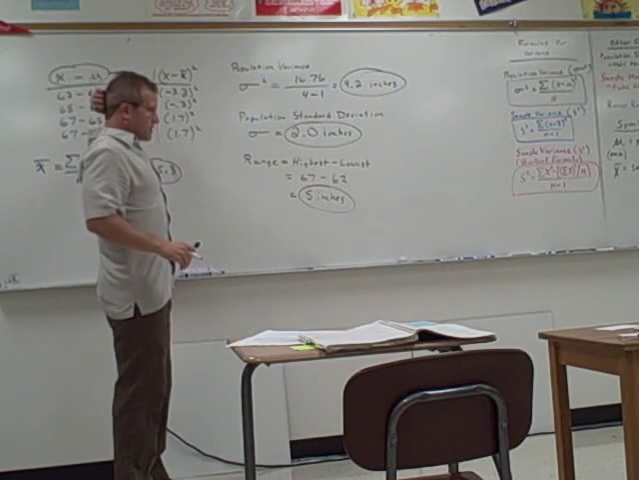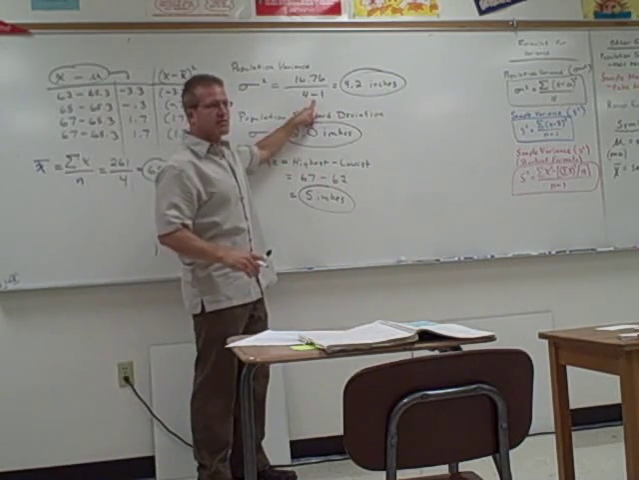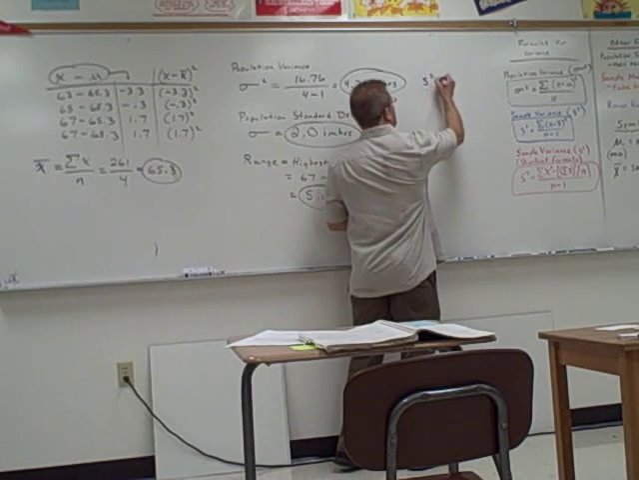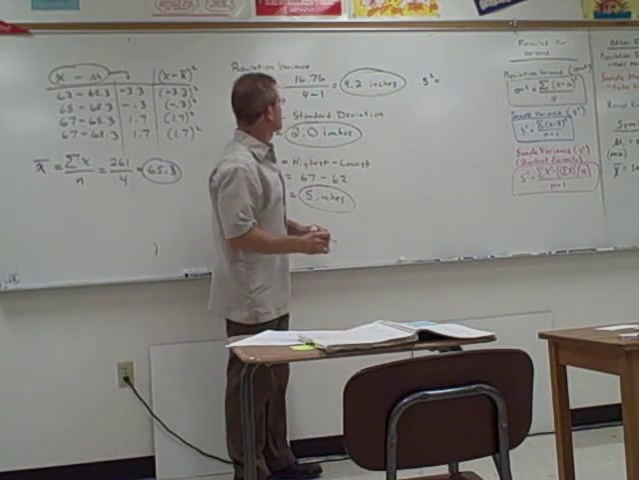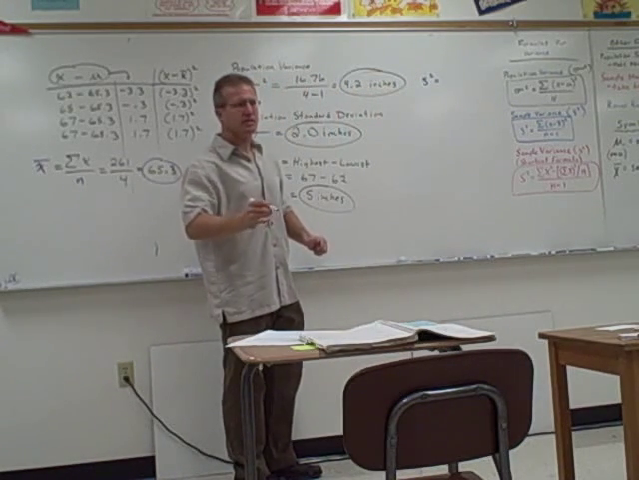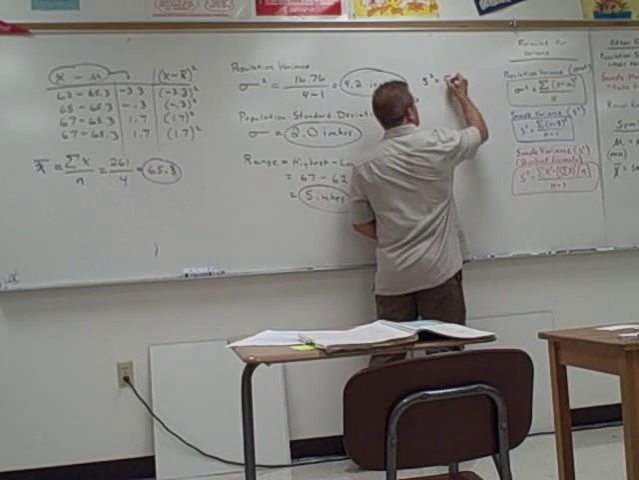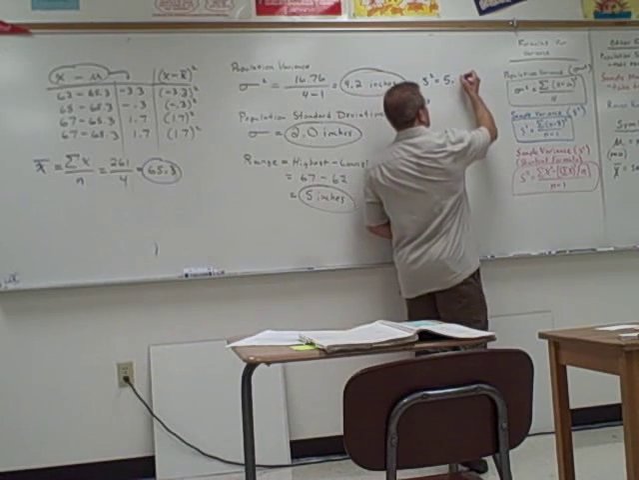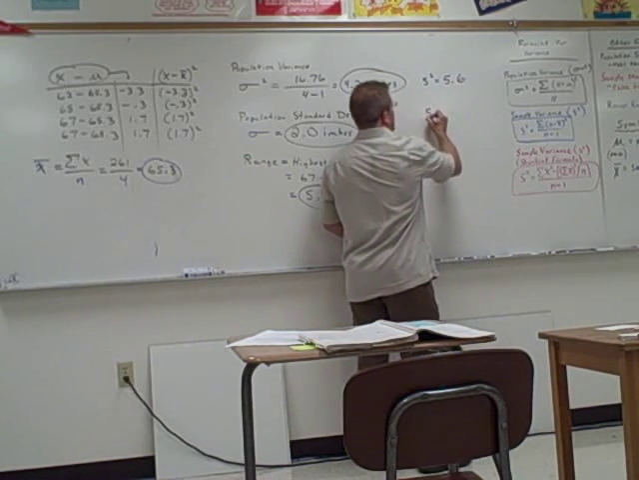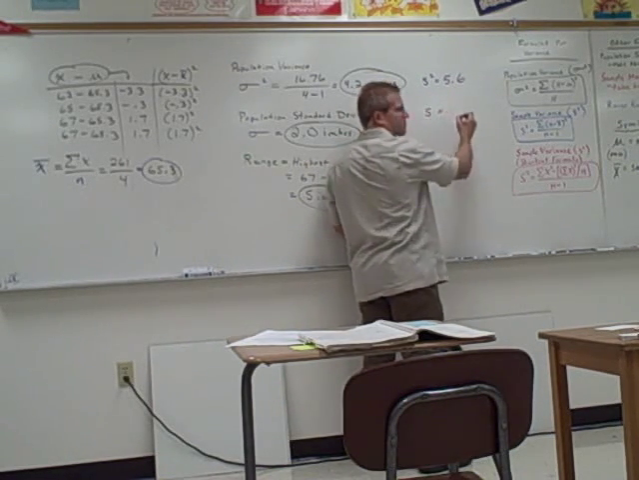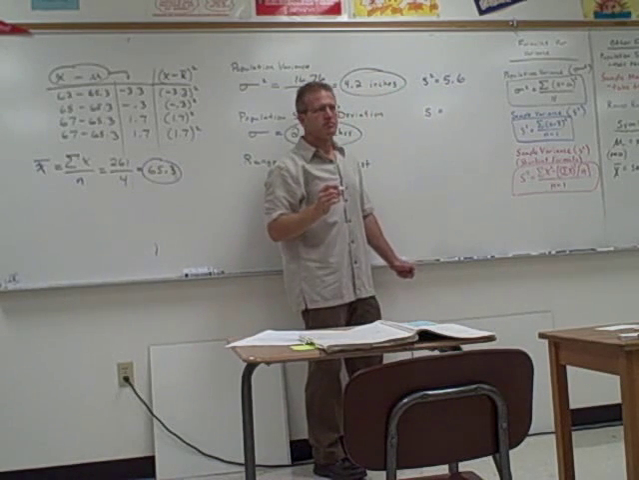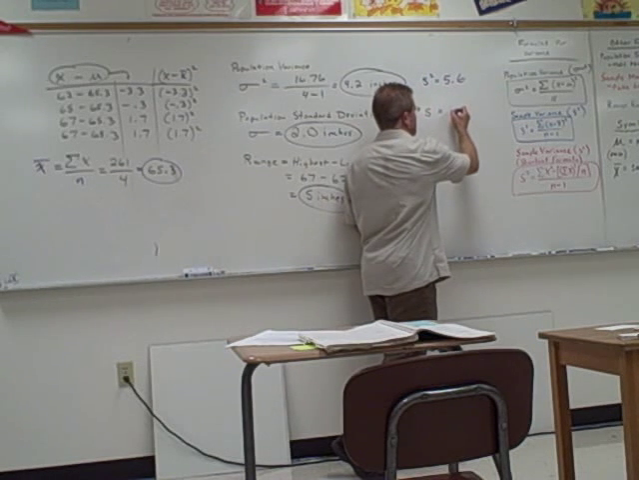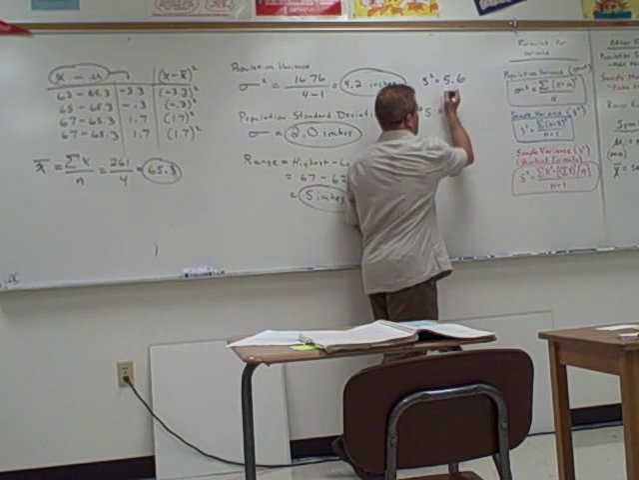So what's 16.76 divided by 3? 5 point something, I would think. Someone do that for me? 16.76 divided by 3. 5.58. So we'll go 5.6. What's the square root of 5.58? 2.36. So go 2.4.